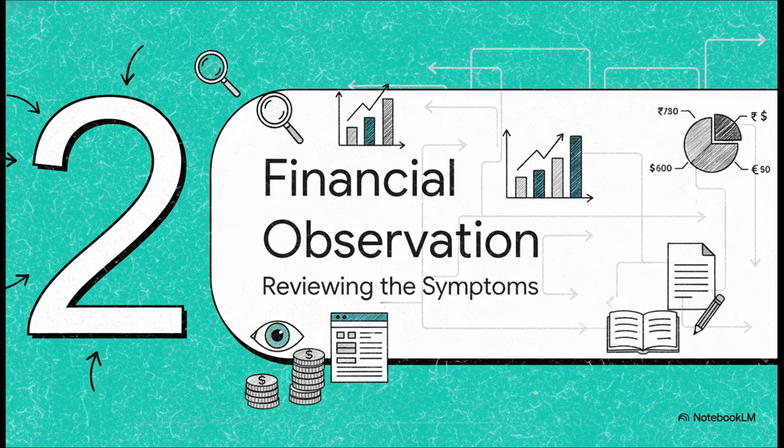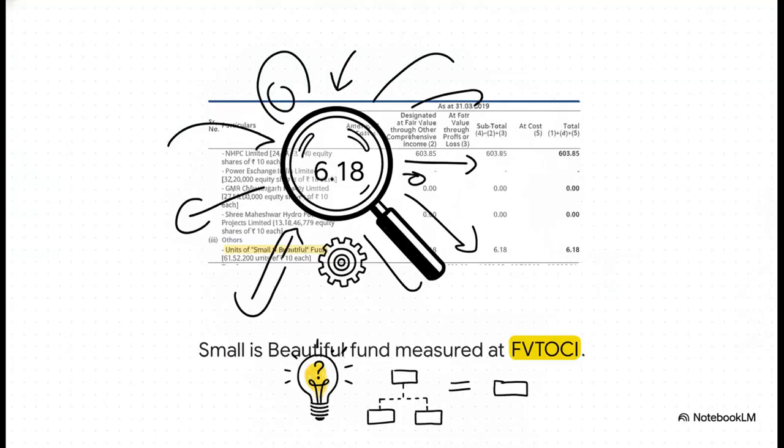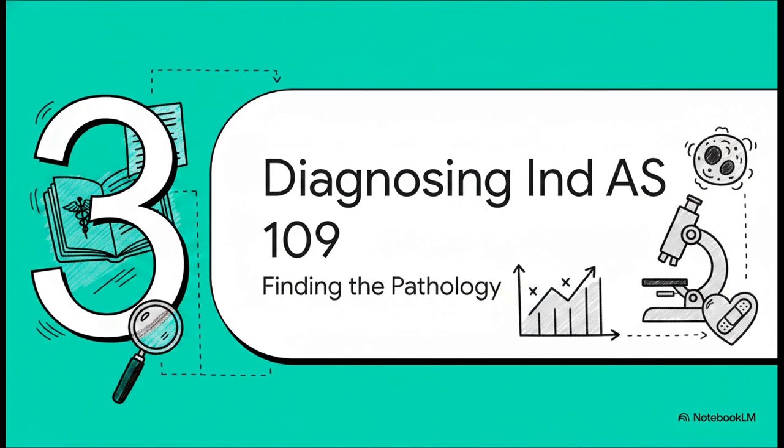Let's look at the actual symptoms presenting in the financial statements. Take a really close look at Note 11 here, specifically under Others down near the bottom. See the units of the Smallest Beautiful Fund? Now, look at the column it's sitting in. It's being measured at fair value through other comprehensive income, or FVTOCI, with an amount of 6.18. I want you to keep this specific classification in your head, because this is the absolute smoking gun of today's case.